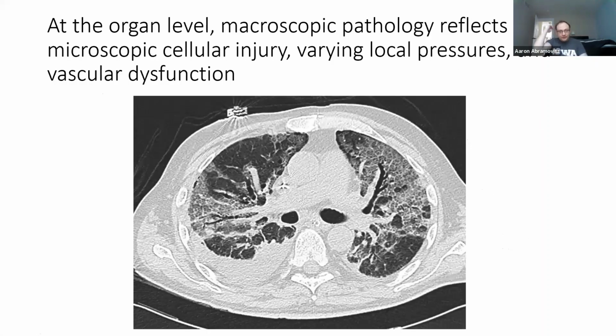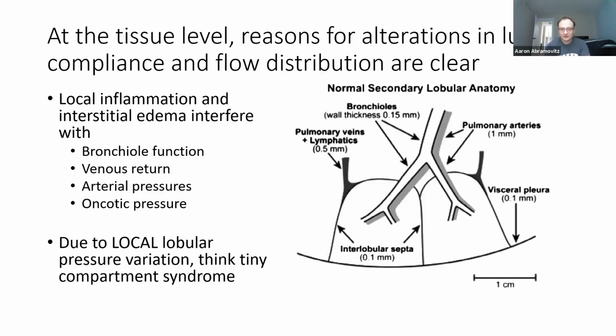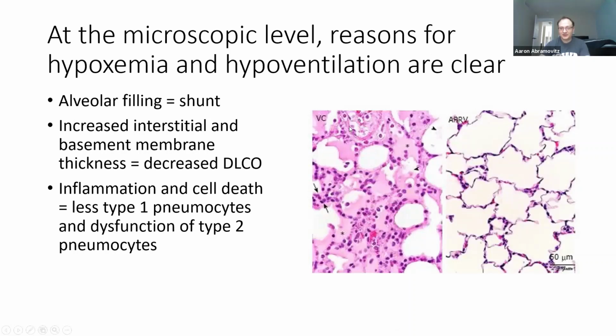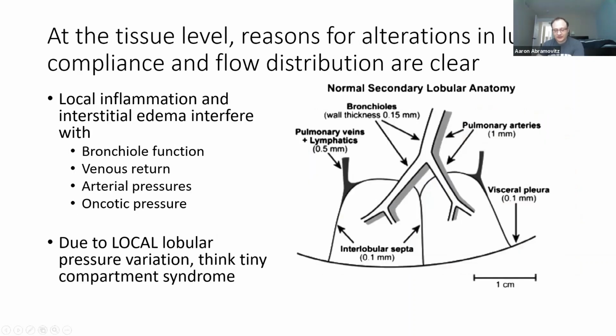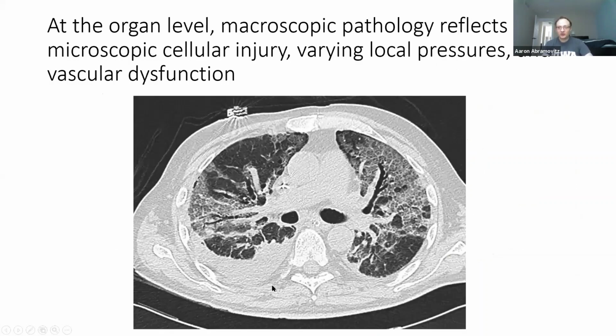And finally, at the organ level here, really the macroscopic pathology that you see reflects the microscopic cellular injury, varying local pressures, and vascular dysfunction. There are some areas that are relatively spared, some areas that are densely consolidated, and some areas that are just kind of ground glass edematous infiltrates. And this variable lung injury and severe shunt is the hallmark of ARDS. And it's interesting, the reflection of this, you see some are clear, some are not. Here you may have some lobules affected, some not, and here it's really the same thing at all different levels that are causing the physiologic changes of ARDS.